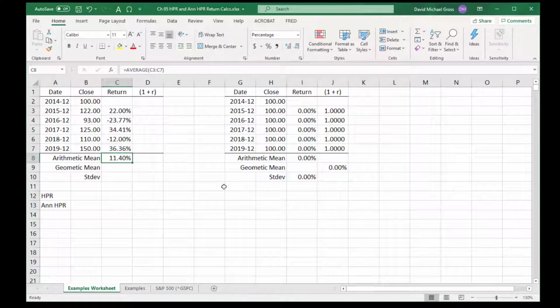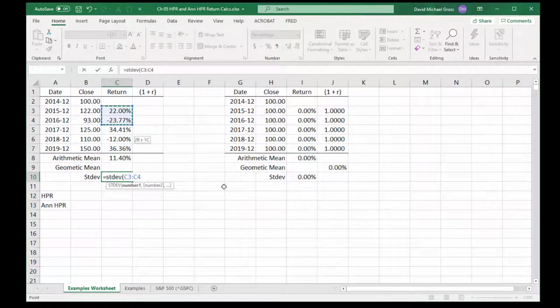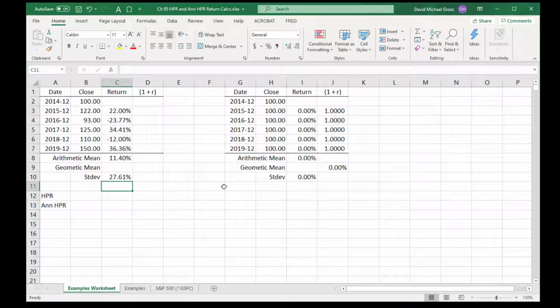But I also want to compute the geometric mean return. And the geometric mean return is not easily done in Excel without having to do a little bit of computation here. I'm also going to compute the standard deviation. And this is standard deviation. I get 27.61%. To do this, what I want to know is how much did I earn on an average year to bring me from 100 to 150 over this 5-year period. I'm starting with 100, I'm ending with 150. I can see I earned an average of 11.4% over this 5-year period.